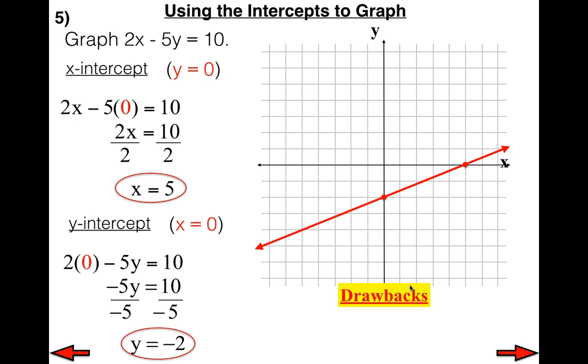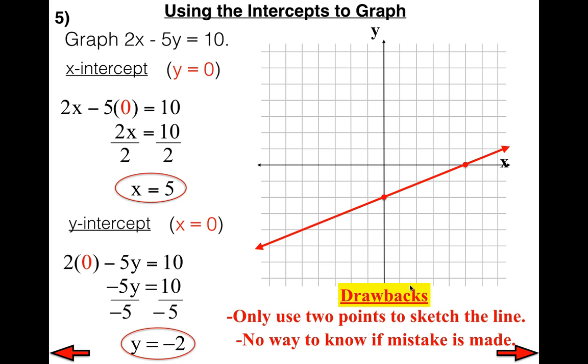So what are some drawbacks about using this method? Well, first of all, since you're only using 2 points to sketch a line, you might not know if you made a mistake or not. Okay, when you use at least 3 points, you can see pretty quickly if the points were right or not. But if you're just using 2, it's going to be pretty difficult to see whether or not it's correct. So be very careful.